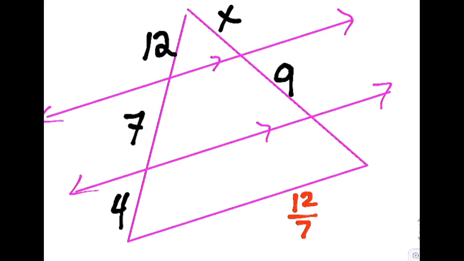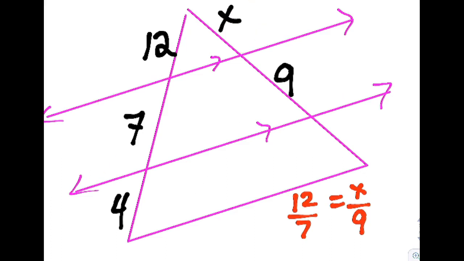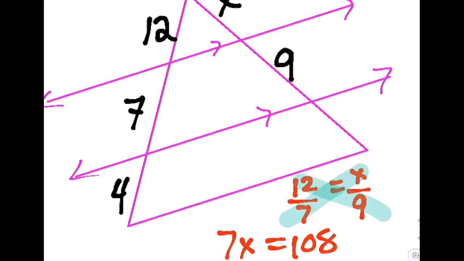So we can use the side splitter theorem of 12 over 7 equals x over 9. You could do 12 over 19 equals x over x plus 9. There's nothing wrong with that. You just don't have to go that far if you don't want to. So down here we have 7x equals 108. Divide both sides by 7. And again, you have kind of a funky decimal, 15.4 for x.